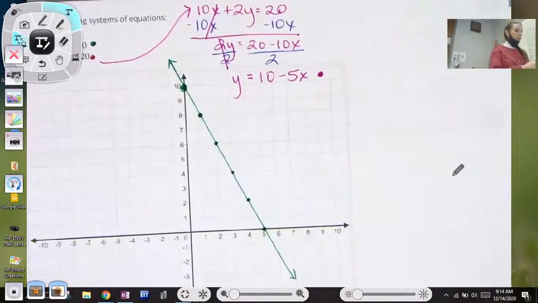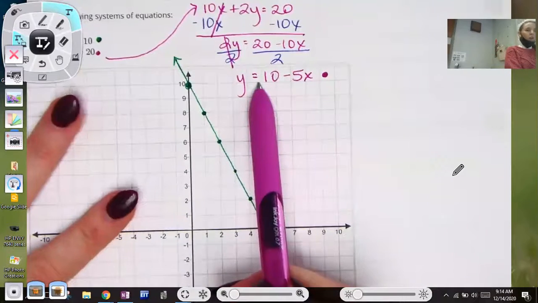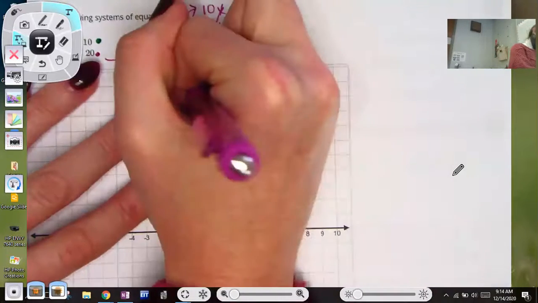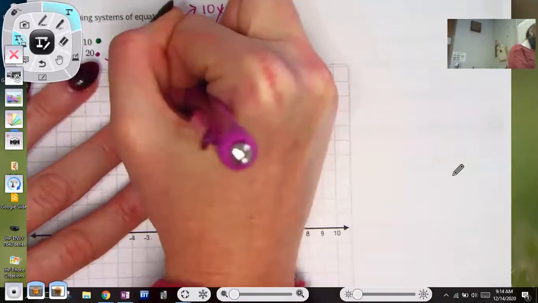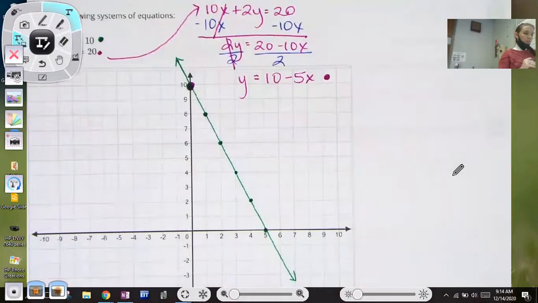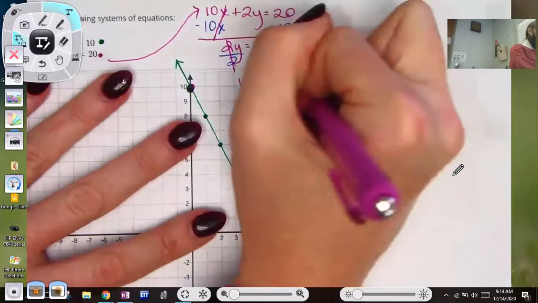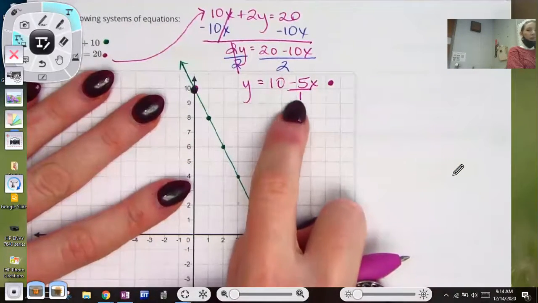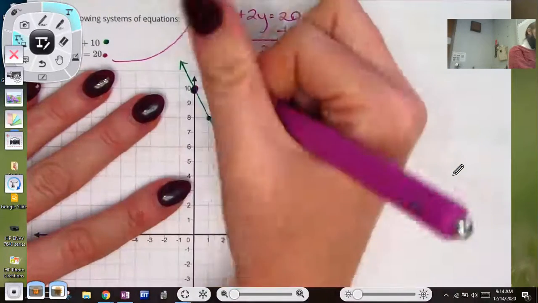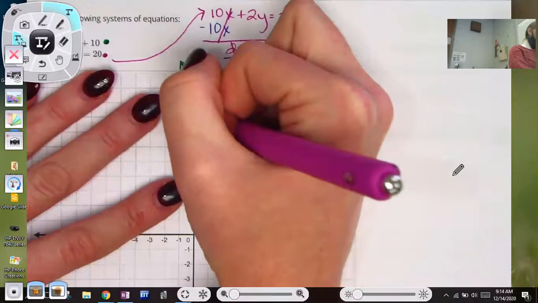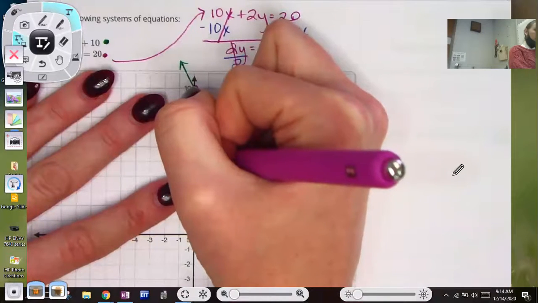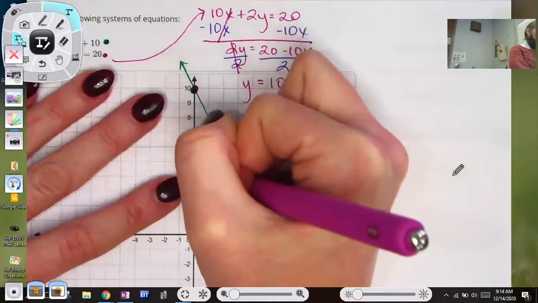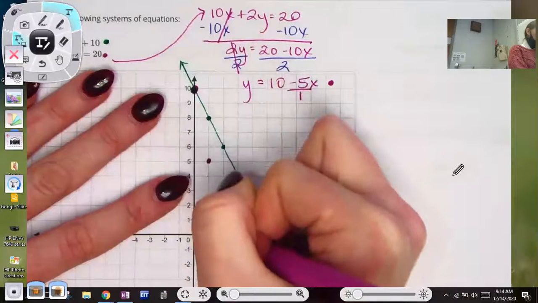All right, now we're going to graph this pink line over here. Where's it going to cross through my y-axis? Positive 10 again. All right, what's my slope? Negative 5 over 1. Okay, it's a whole number, so it's understood to be over 1. So I'm going to go down 5, 1, 2, 3, 4, 5, and to the right 1.